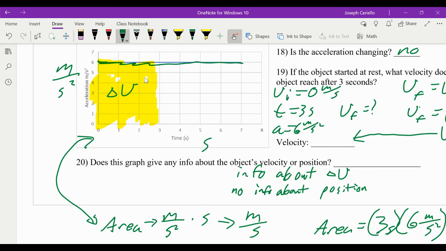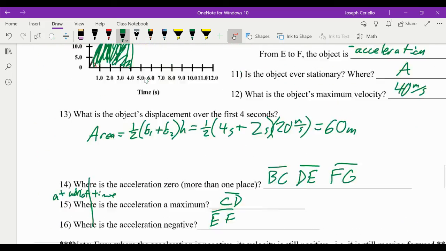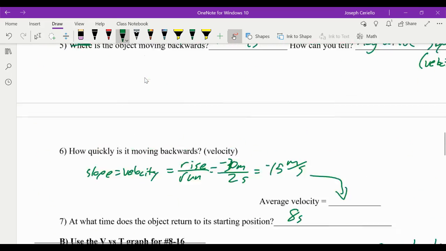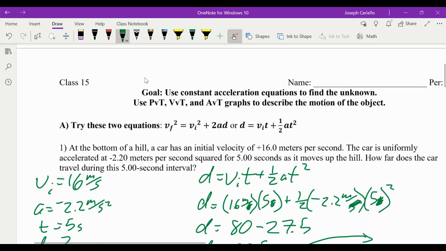Definitely use this whole worksheet as help for your quiz. Make sure you can do it and you understand what the slopes and areas represent for each type of graph. And if you have any questions, feel free to ask me.